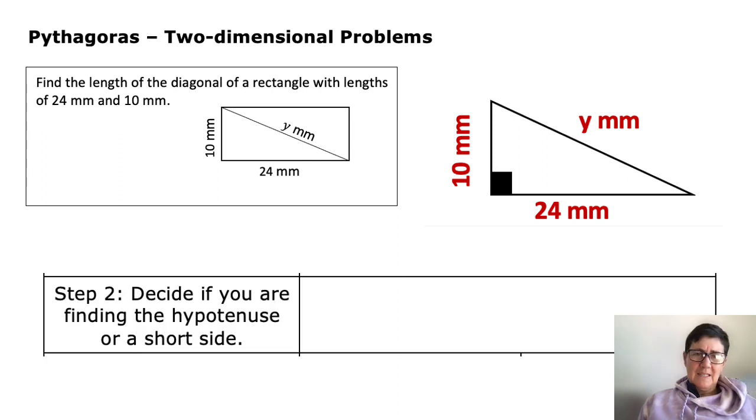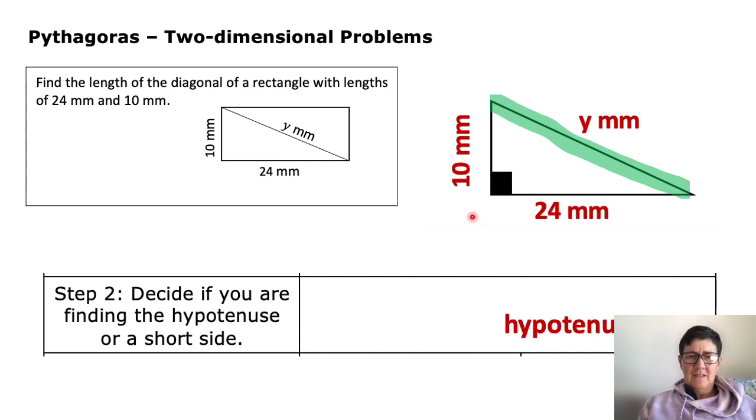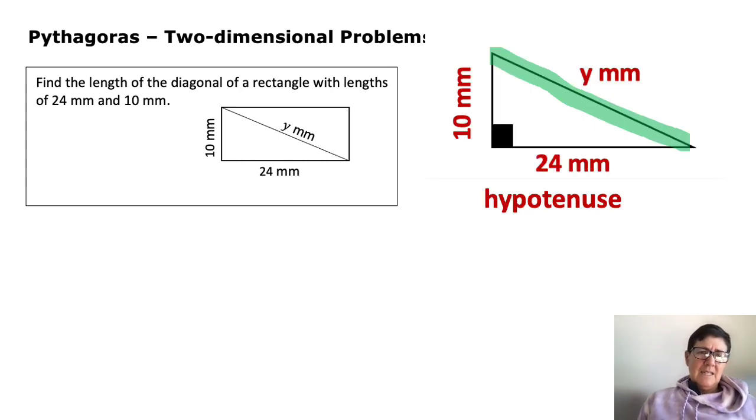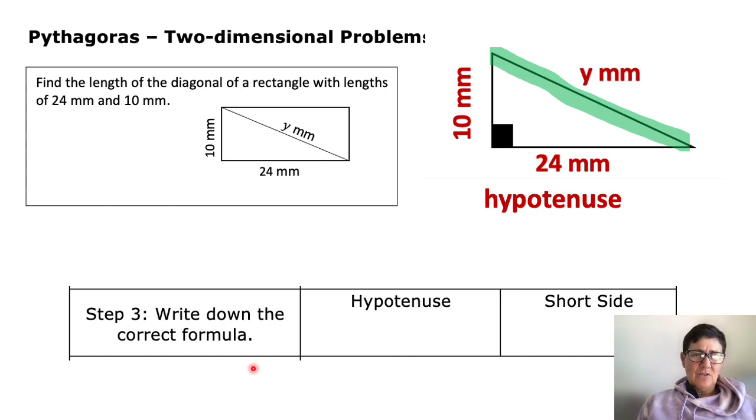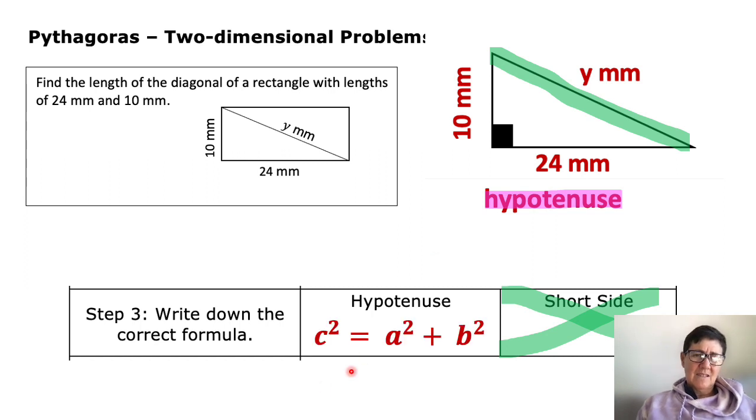Next step. Decide if we're going to be finding a hypotenuse or a short side. All right. So we're looking for that long side, which is a long way away from this right angle, so we're looking for the hypotenuse. So we know it's the hypotenuse we're after. Next step, write down the formula we're going to use. Are we looking for the hypotenuse or are we looking for a short side? We're looking for the hypotenuse, so cross out short side and put the right formula in. C squared equals A squared plus B squared. Okay? Next step.